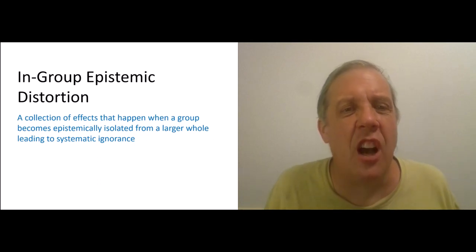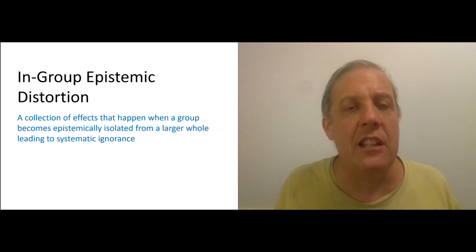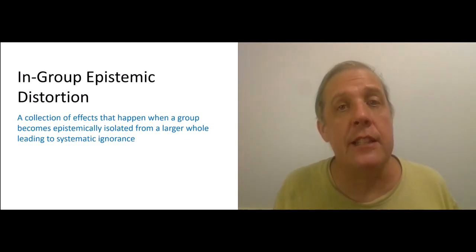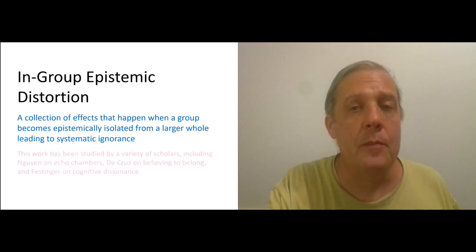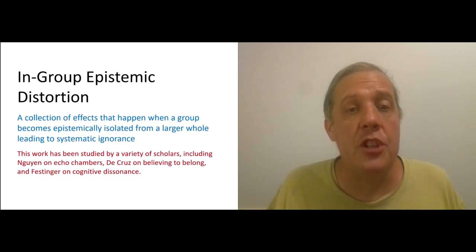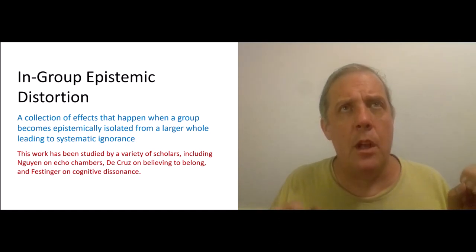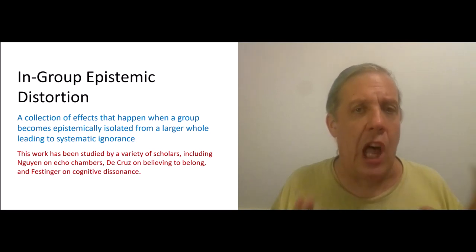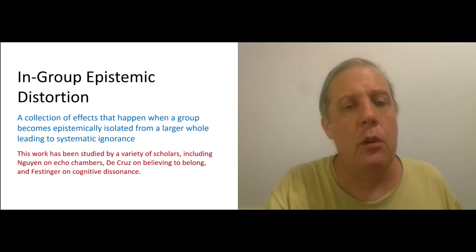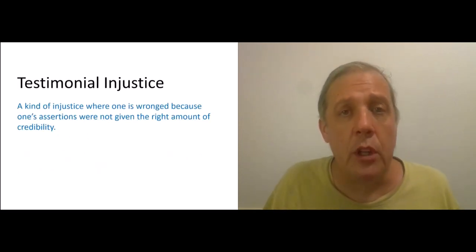This is a collection of effects that happen when a group becomes epistemically isolated from a larger whole, leading to systematic ignorance. This work has been studied by a variety of scholars, including Nguyen on echo chambers, De Cruz on believing to belong, and Festinger on cognitive dissonance. I wanted to highlight that because I think it demonstrates a lot of the problems that we're looking at right now. But in any case, that's not my way in. My way in is testimonial injustice.